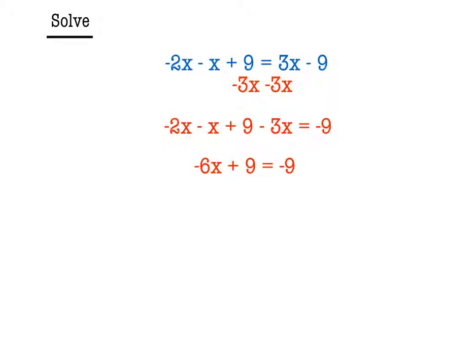Now we need to do the inverse operation of plus 9 to both sides of the equal sign to get a new problem of negative 6x equals negative 18. So we now need to get x alone, and to do that, we must divide each side of the equal sign by negative 6. Now the solution to this equation is x equals 3.